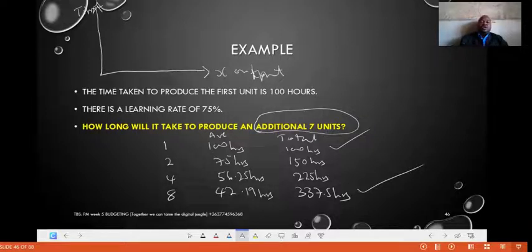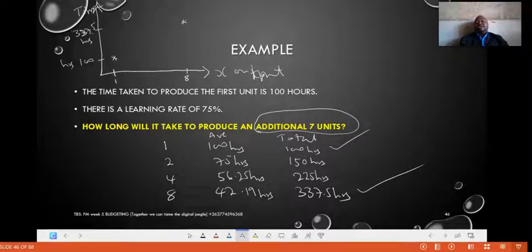So the first unit here, unit number 1, took 100 hours. So the first item was here, and then the eighth unit, eight units, took about 337.5 hours. So we were somewhere here.